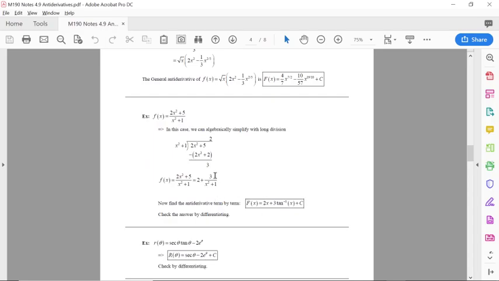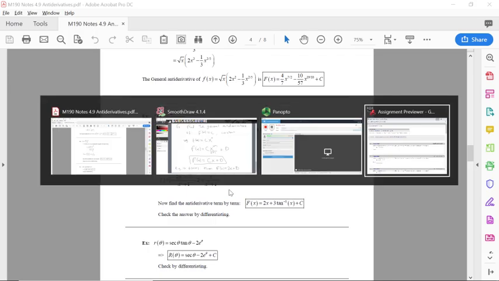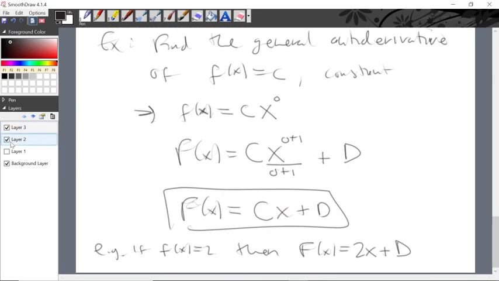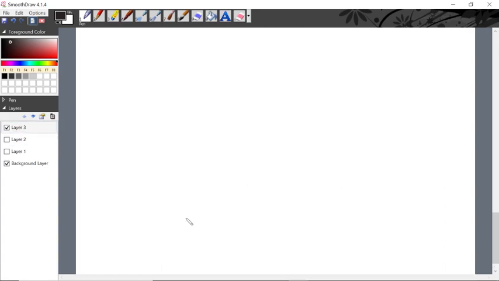What about an antiderivative of 3 over x squared plus 1? Well, 3 over x squared plus 1 is the same as 3 times 1 over 1 plus x squared. All right, and I'll do another example like that. And the antiderivative of 1 over 1 plus x squared is the arctangent function.